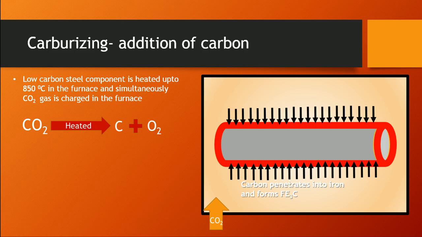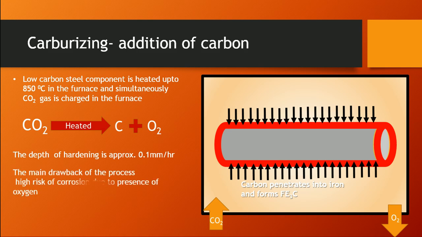As this process is going on, the oxygen that is generated in the furnace is simultaneously vented out. The depth of case hardening, or the depth of penetration, is going to be 0.1 mm per hour. The main drawback of carburizing is that there is a very high risk of corrosion of the component due to the presence of oxygen.